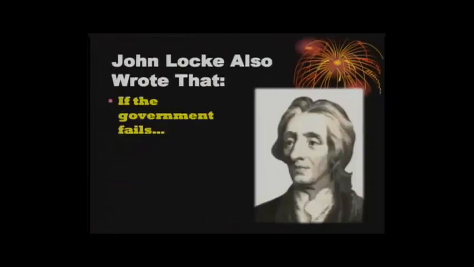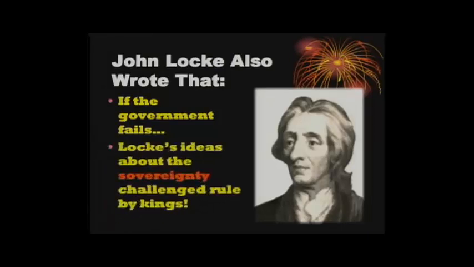John Locke also wrote that if the government fails and becomes a threat to the people's natural rights, it breaks the social contract. And at that point, people have the right to change it or overthrow it. Locke's ideas about sovereignty and the rights of people were radical. They challenged the centuries-old practice throughout the world of having dictator-type rulers, such as kings or emperors or even tribal chieftains.